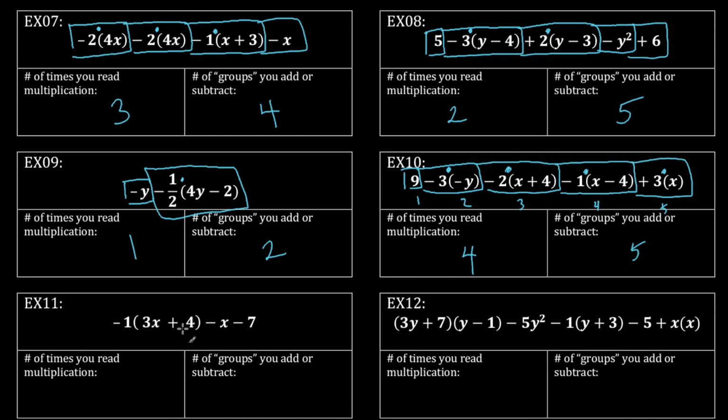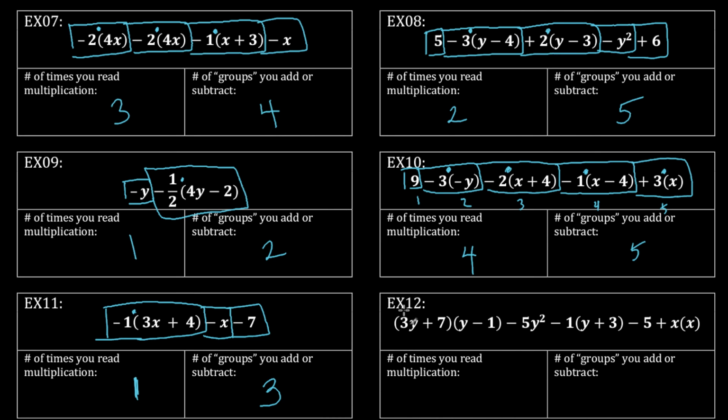Alright, our 2 last ones. So example number 11, negative 1 times 3x plus 4 minus x minus 7. 1 multiplication. So I start with negative 1 times 3x plus 4, and then I take away x, and then I take away 7. So there are 3 groups.